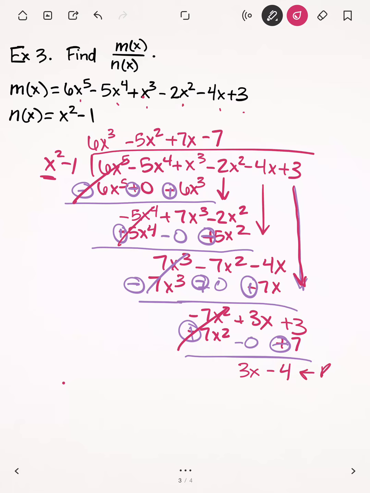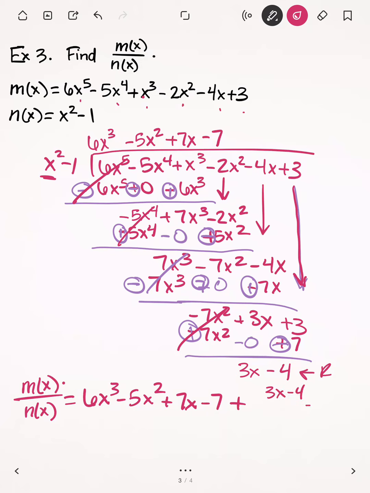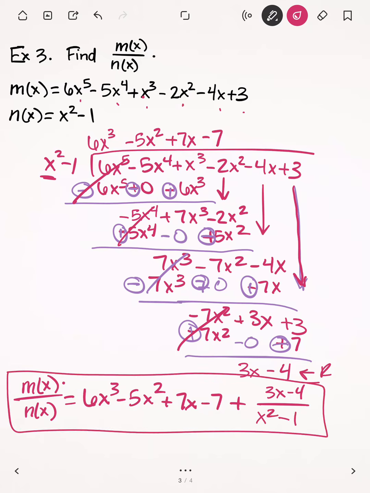This is now my remainder. So I'm just going to use an R for remainder. So my final answer, m of x divided by n of x equals 6x cubed minus 5x squared plus 7x minus 7 plus my remainder, which is 3x minus 4, all over x squared minus 1. So this whole thing is my answer.